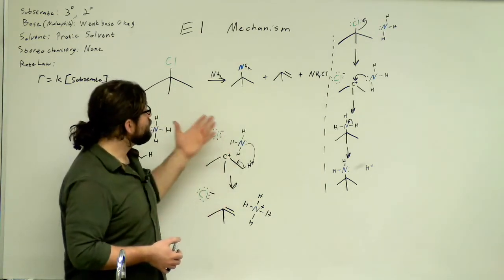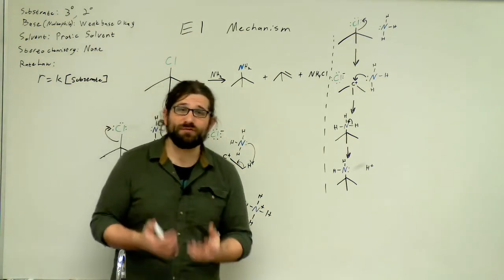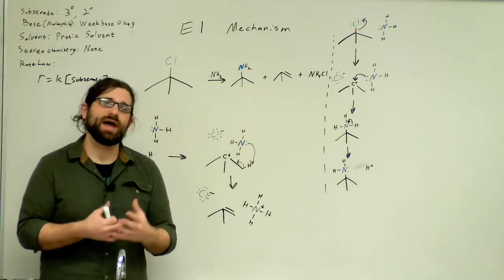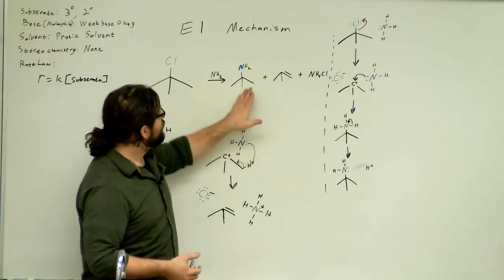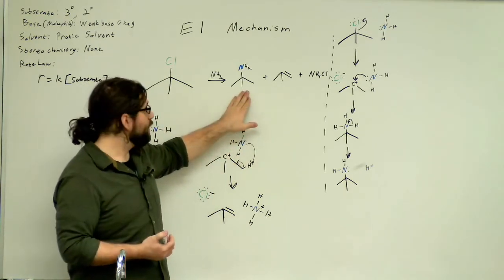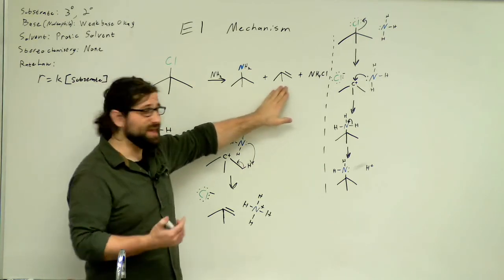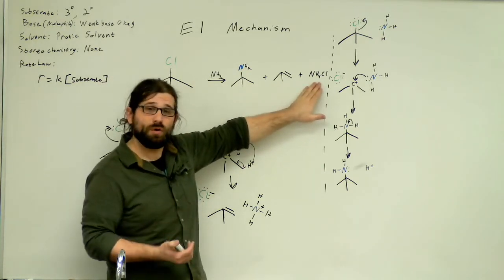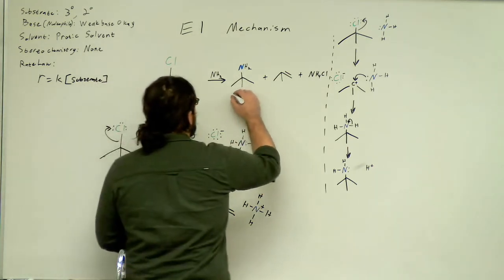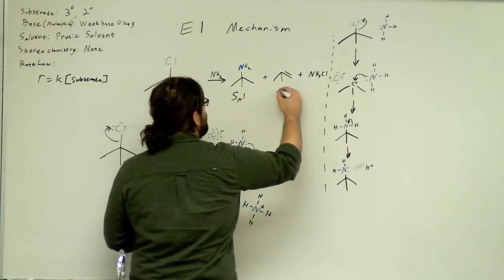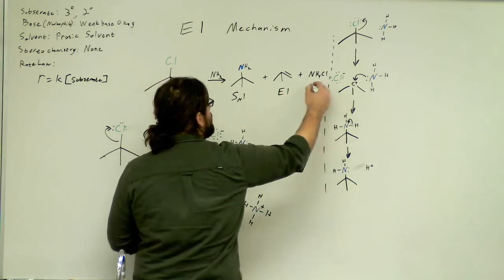So we can see we end up with quite a few different products when we have these reactions and these mechanisms mixing. If I was trying to get the amino group, I would need to figure out a way to get rid of this alkene and get rid of this ammonium chloride in my solution. So we ended up with SN1 products, E1 products, and a salt.